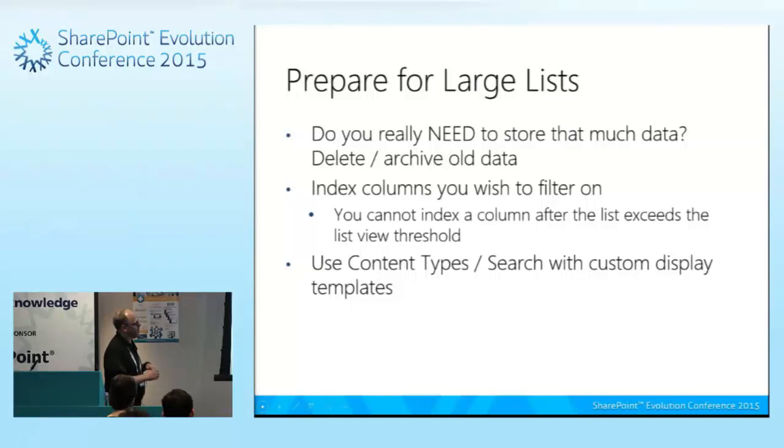Do you really need to store more than 5,000 items? A lot of times the answer is yes. But maybe you can keep that list smaller by deleting some items, archiving some data that you're not using. Make sure you index those columns that you do want to filter on. And also, worst case scenario, look at using search. Look at using content types in search.